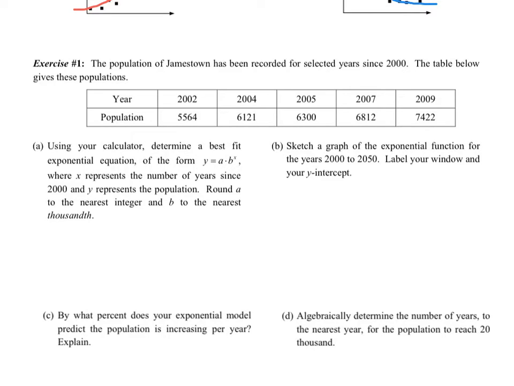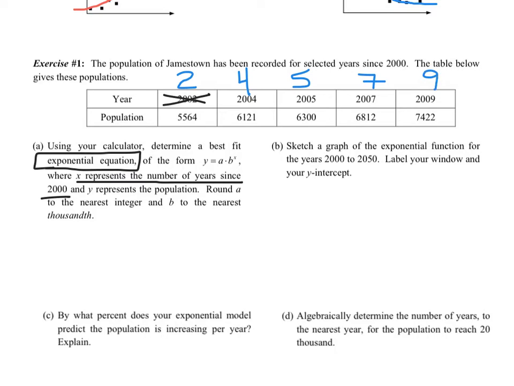Part A, use your calculator to determine a best fit exponential equation. Highlight that for yourself. It is no longer linear. We are looking for an exponential equation. Now here's one trick they have on you. X represents the number of years since 2000. So they don't actually want you to type in 2002, and it doesn't happen in every problem, you have to read, X represents the years since 2000. So 2002 is actually 2 years since 2000. 2004 would be 4 years, 5 years, 7 years, and 9 years. So to be clear, you are not using those years.